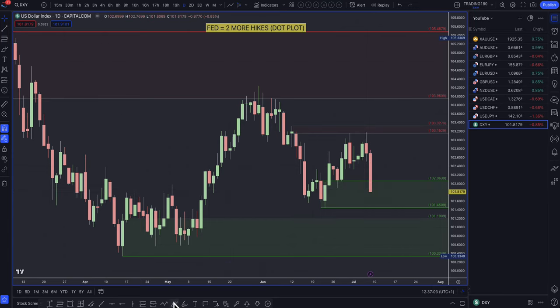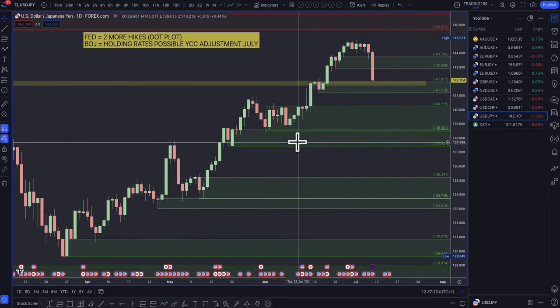And so if CPI comes in sticky or higher, then you're looking at strength across the board when it comes to the dollar index. And if CPI comes out this week lower, then you're probably looking at at least a fall back to the 100s, at least on the DXY.